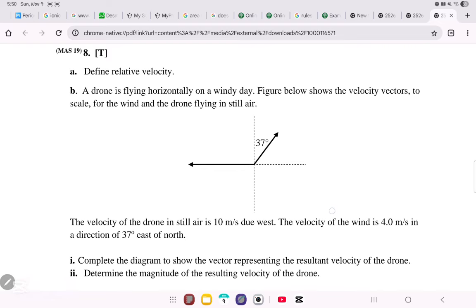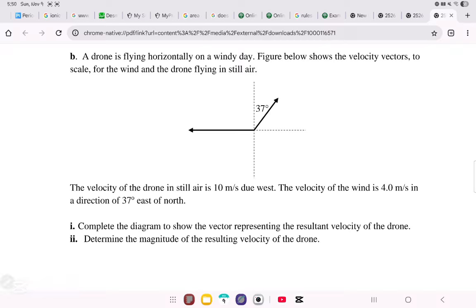A drone is flying horizontally on a windy day. The figure below shows the velocity vectors to scale for the wind and the drone flying in still air. The velocity of the drone in still air is 10 meters per second due west. The velocity of the wind is 4 meters per second in the direction of 37 degrees east of north. They told us, complete the diagram to show the vector representing the resultant velocity of the drone. How do we do that? We just draw the parallel lines. That was not parallel. We need to draw the parallel lines, right? And then we connect the tail with the tail and the head with the head.